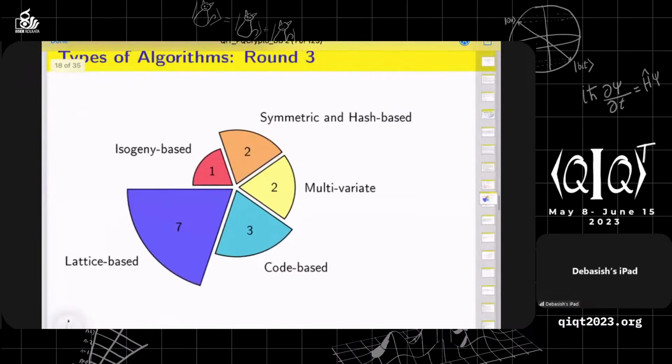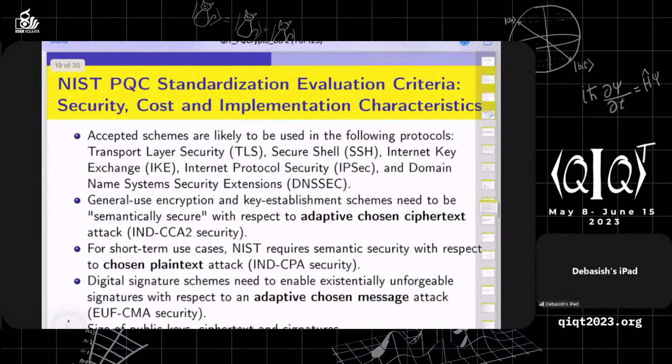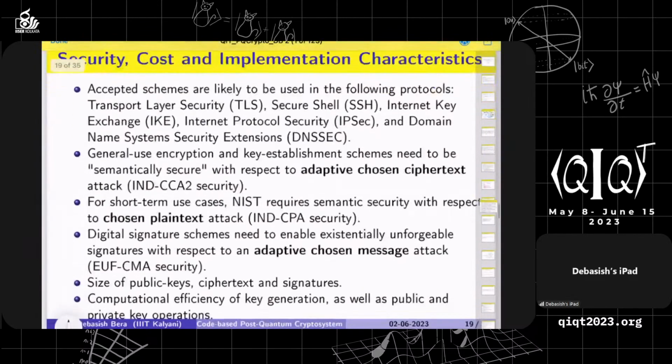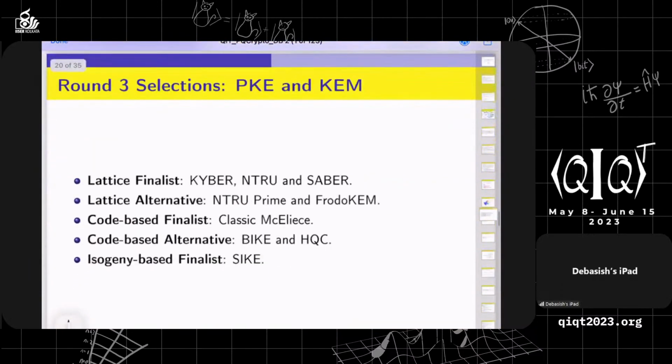So this is one of the reasons why the thrust on code-based is there. And there are some other evaluation criteria they have set in NIST, so not going into details. A few names of the third round finalists in the encryption part, like lattice-based, code-based.